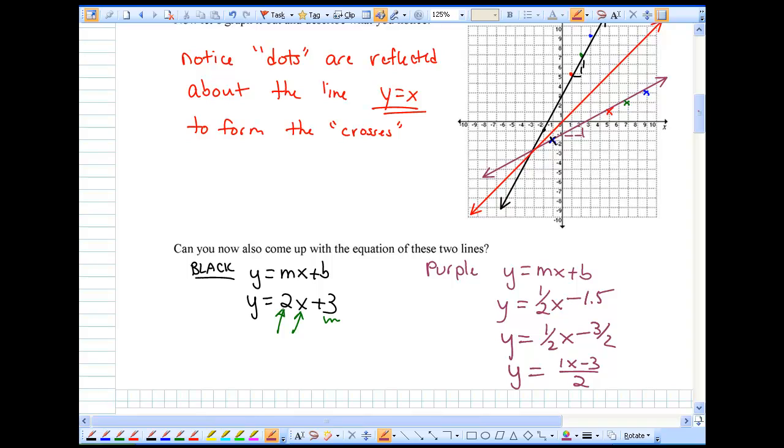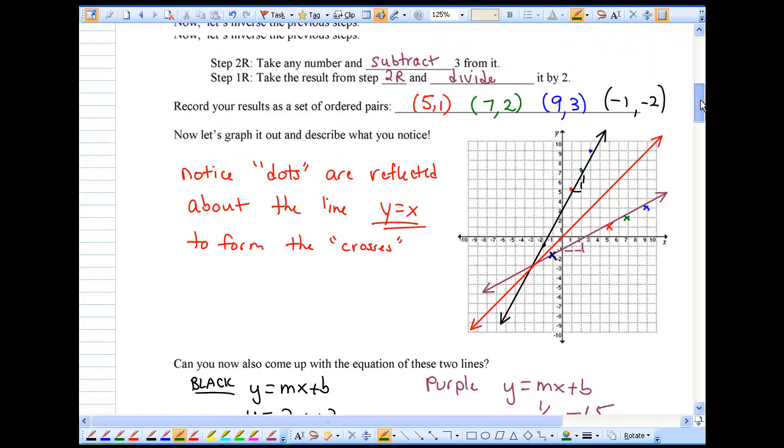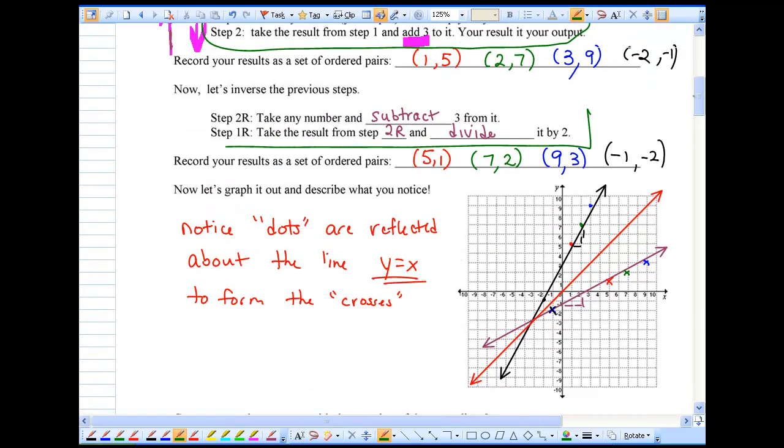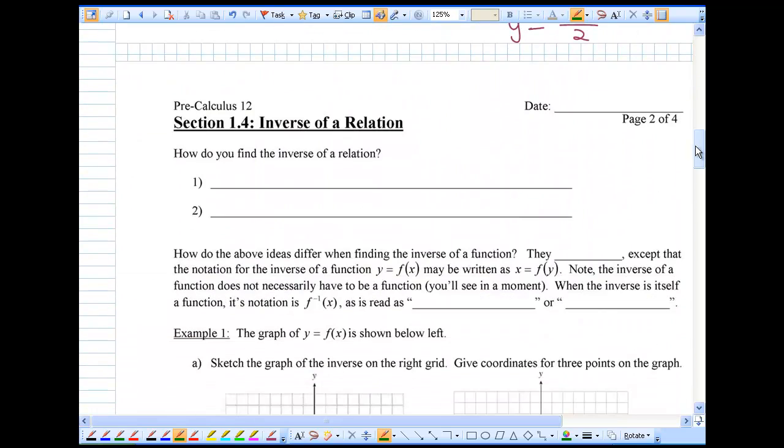Well, in this case, what's going on? I'm saying take a number, subtract 3, then divide the result by 2. Where did I see that before? Oh yeah, right here. Huh. So if you turn the page, what I'd like to illustrate to you is how in the world can we find the inverse of a relation?